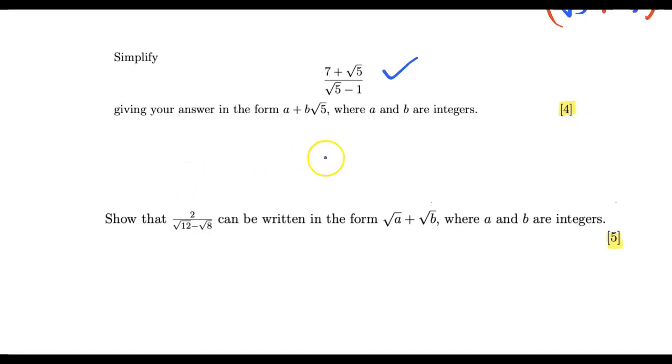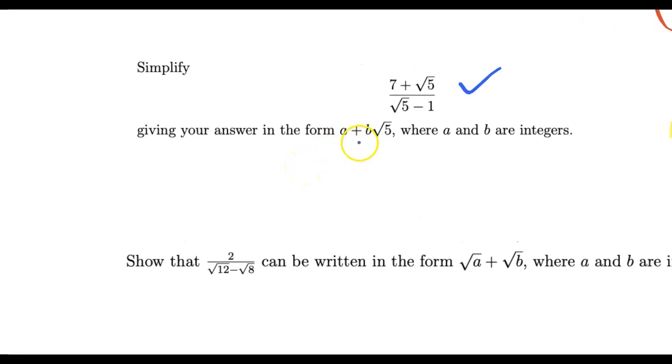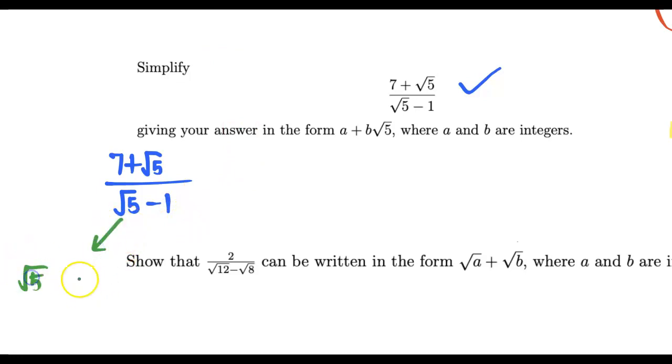Okay, so let's take this question. What we exactly need to do is answer in this form. Our first step: the question is (7 plus root 5) over (root 5 minus 1). So what exactly do we do? We just take the bottom number, its terms root 5 and 1, and reverse the sign. It's minus, so we're going to be taking the plus. So this is what we've got.